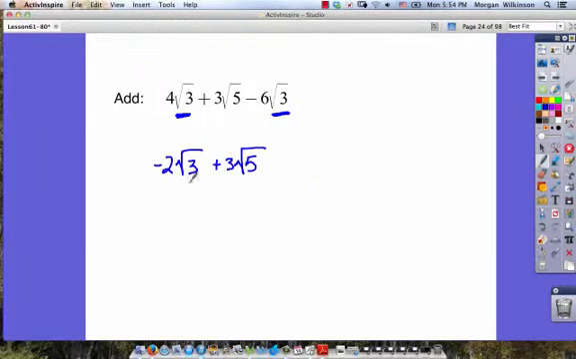We can't do anything else because we're looking at the square root of 3 and the square root of 5, and those are totally separate numbers. So we can go ahead and box it, because there's nothing more we can do.